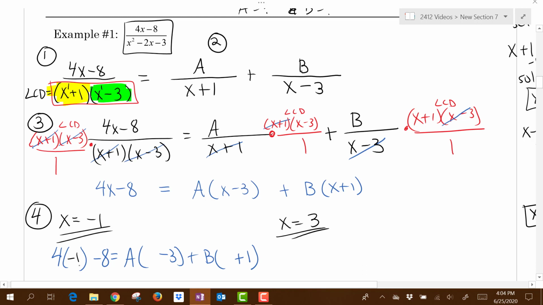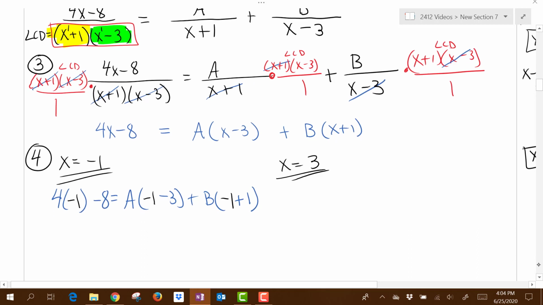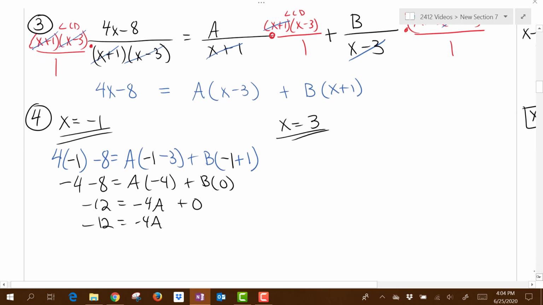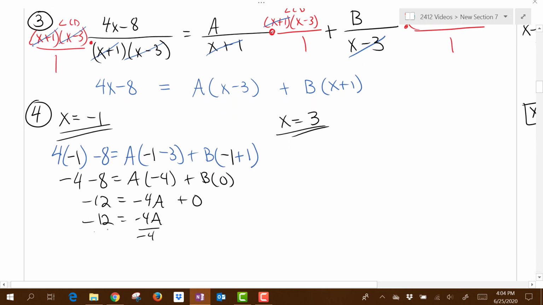Everywhere I have an x, I'm going to put a negative 1. Now I'm going to simplify this. I get negative 4 minus 8 equals A times negative 4, plus B times 0. So that's negative 12 equal to negative 4 times A plus 0, because B times 0 is 0. So that's negative 12 equals negative 4A. I'm going to divide both sides by negative 4, and I get that 3 is equal to A.